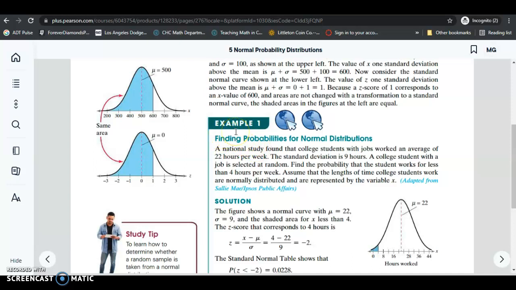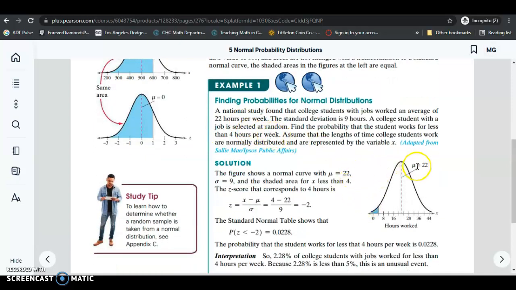Okay. So for example, in example 1, we have this normal distribution with a mean of 22, and the standard deviation of the distribution is equal to 9 hours. It's asking you to find the probability a student works for less than 4 hours per week. The part shaded in blue here is what you're asked to find. So less than 4 hours a week, so the number 4 would be over here on the left. Because we want to know the probability that a student works for less than 4 hours a week, the part of the curve that's shaded is to the left of 4.